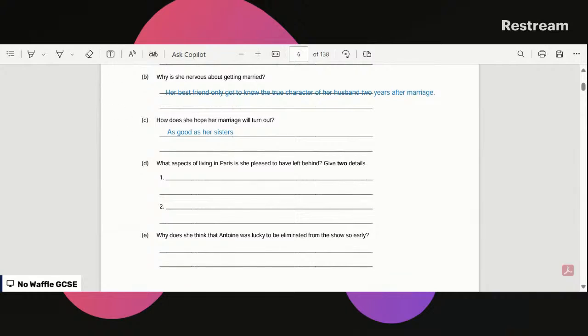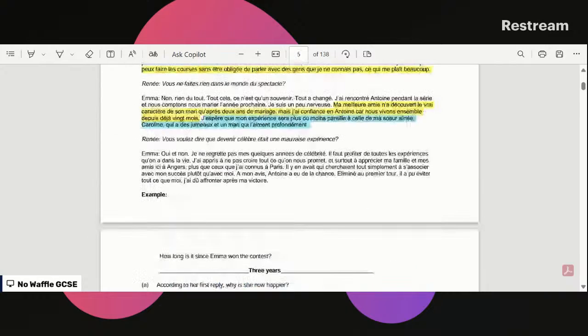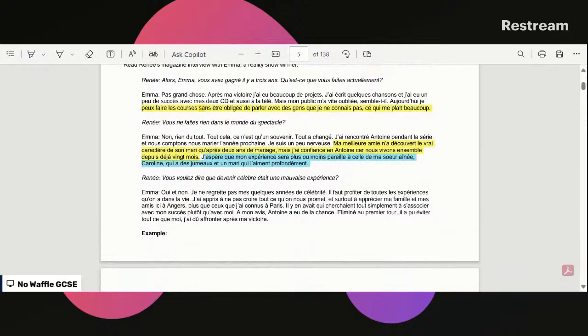Okay. What aspects of living in Paris is she pleased to have left behind? Give 2 details. So this must be in the last response. She says, je ne regrette pas quelques années de célébrité. So she doesn't regret sometimes. Il faut profiter de toute l'expérience qu'on a dans la vie. So one should profit from all the experiences that you have in life. So il faut is always one should. So that's often a key phrase, and I would also recommend using that in your writing exam.